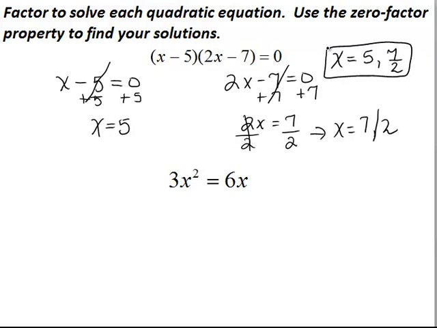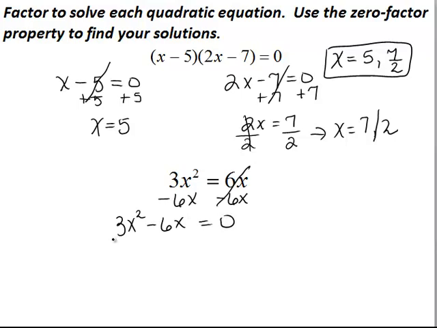Now, looking at the next example, 3x squared equals 6x. Well, notice first off that it's not equal to 0, and that is exactly what we want. We want it equal to 0. So what I'm going to do first is subtract 6x from both sides. Doing so, I end up with 0 on the right hand side. So I end up with 3x squared minus 6x equal to 0.